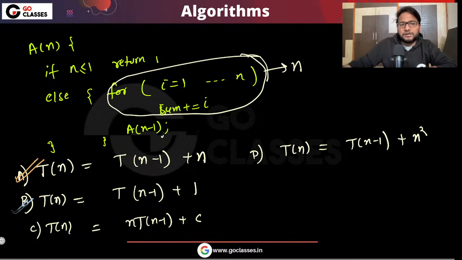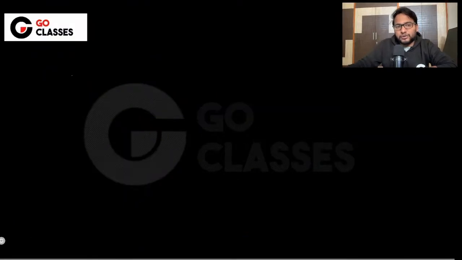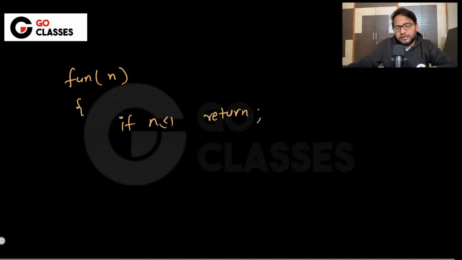See, let me give you more examples. Let's suppose there is a function fun(n), and let's suppose it has some base case, and else you return 2 of fun(n/2). Then what is your recurrence relation? Can you tell me the recurrence relation? Let me give you the options.